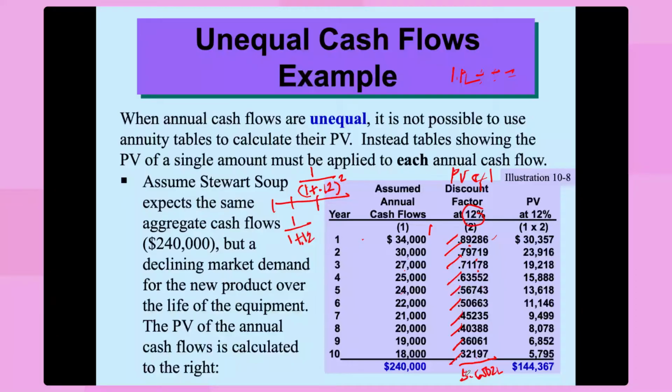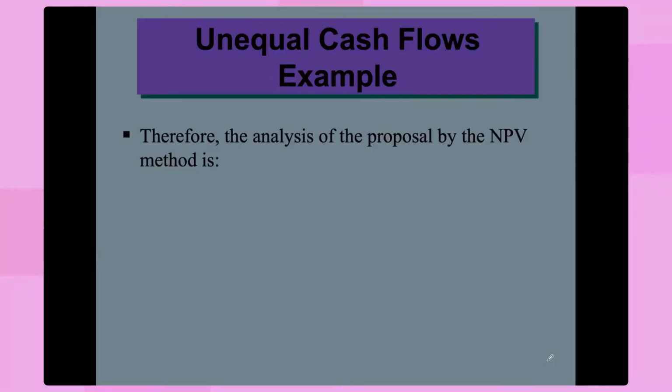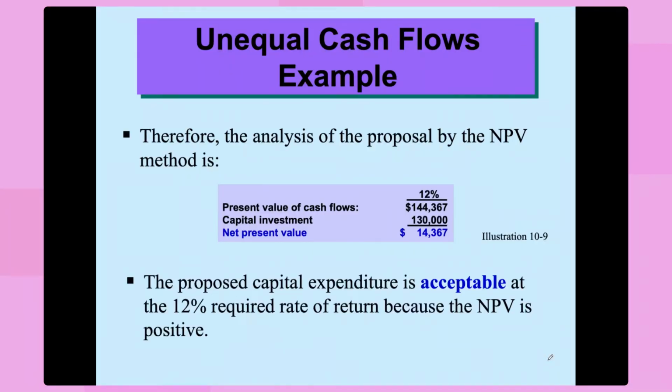So after that, just multiply the present value by this one. So you have now here, take note, 144,367. Again, you will compare that with what? With your capital investment. 144,367 minus 130,000, you have a net present value of 14,367. Again, it is to be acceptable because at 12% you have a zero or positive net present value. So far, do you understand? Hopefully you understand.